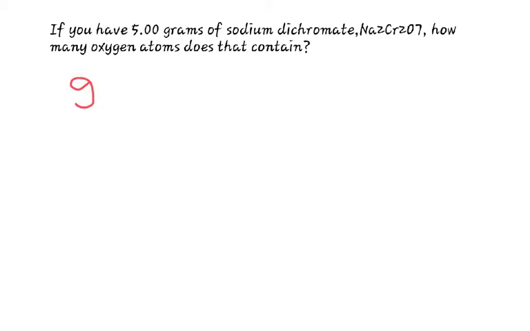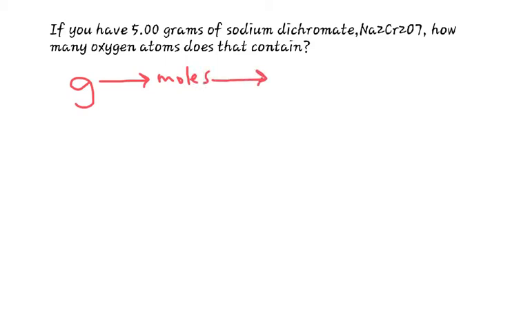Now we're asked to figure out how many oxygen atoms are in that particular mass of sodium dichromate. So how many atoms would be how many particles that we're going to? We know by now that you can't go from grams to particles directly. We first have to go from grams to moles, and then once we're in moles, we can go to particles.